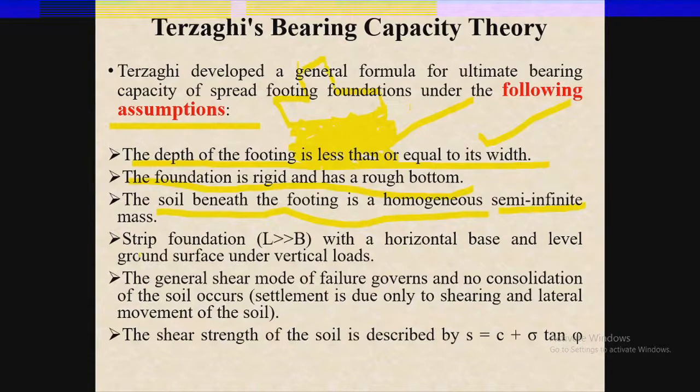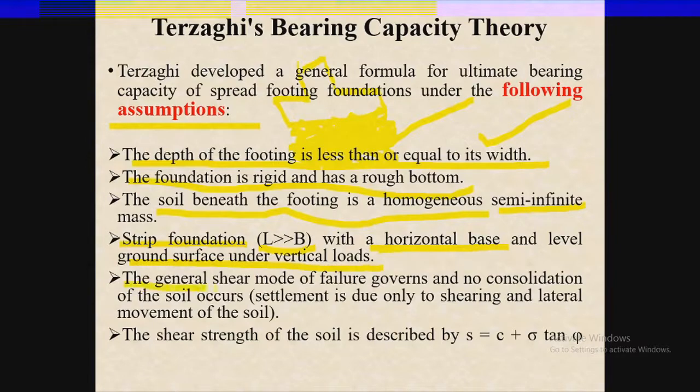Then he assumed that the foundation is a strip foundation, which means that the length is more as compared with the width, and the base of the foundation is horizontal, there is no tilting. And a level ground surface under vertical load, and the surface beneath the foundation is level, it does not have any slopes, no undulations, etc.